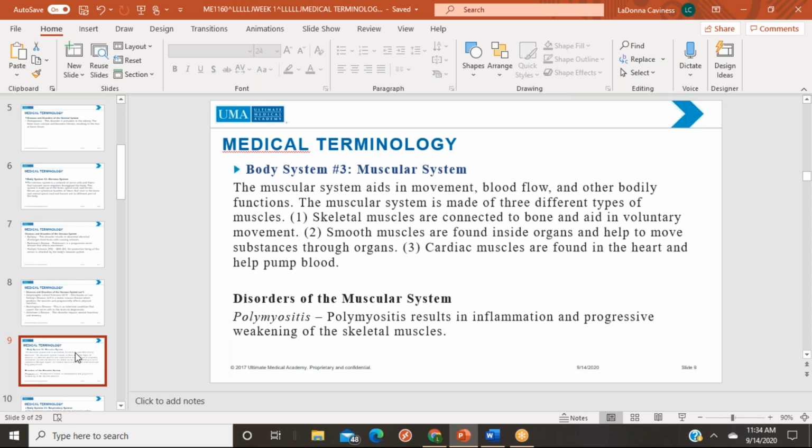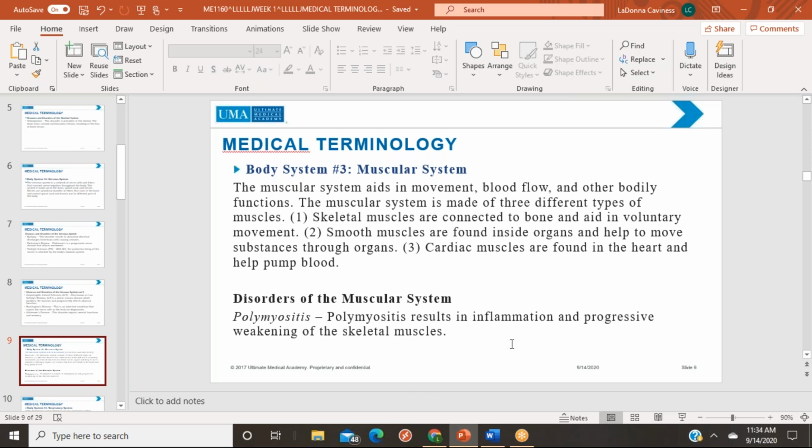All right, so let's talk about the musculoskeletal system. The musculoskeletal system aids in movement, blood flow, and other bodily functions. The muscular system is made up of 3 different types of muscles. Skeletal muscles are connected to bone and aid in voluntary movement. Smooth muscles are found inside organs and help to move substances through the organ. Cardiac muscles are found in the heart and help pump blood.